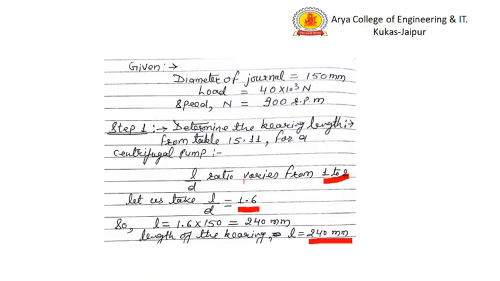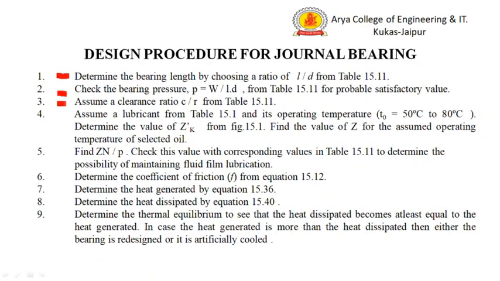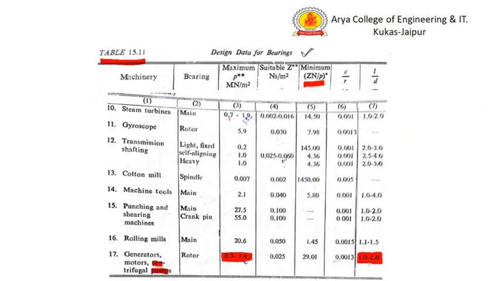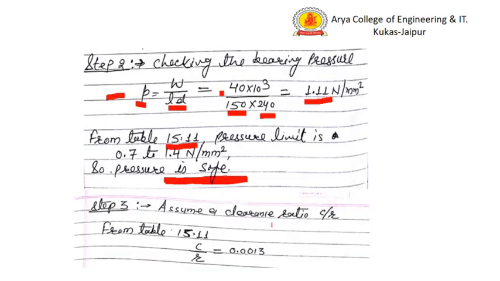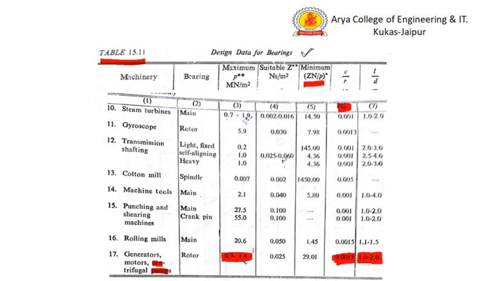Now for step 3. What is step 3? Step 3 is to assume a clearance ratio C by R from table 15.11. Again we use this table, and for our application, in column 6, we can take the value of C by R as 0.0013. So in step number 3, we select the clearance ratio C by R as 0.0013.